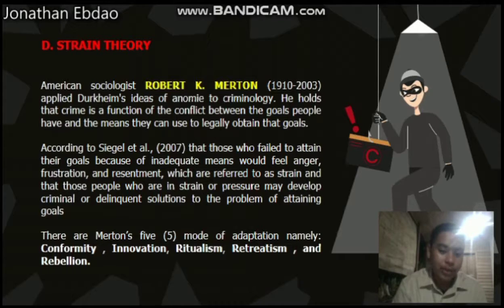According to Siegel et al. 2007, those who fail to attain their goals through inadequate means would feel anger, frustration, and resentment, which are referred to as strain, and those people who are in strain or pressure may develop criminal or delinquent solutions to the problem of attaining their goals. To sum up, the strain theory talks about goal-means blockage. There are Merton's 5 modes of adaptation, namely conformity, innovation, ritualism, retreatism, and rebellion.